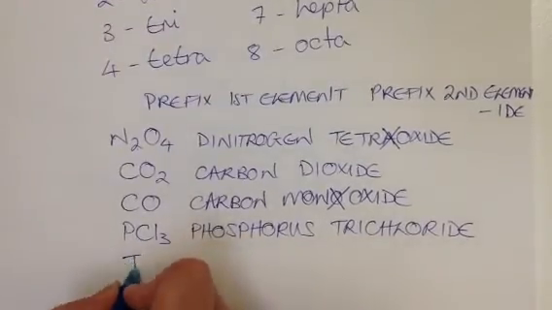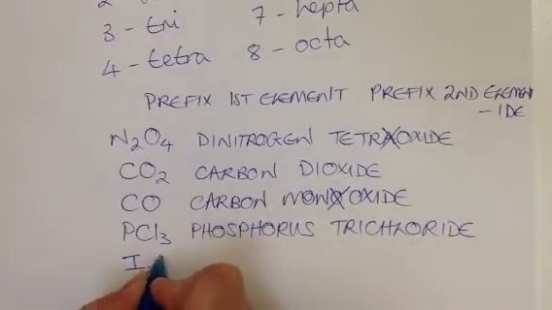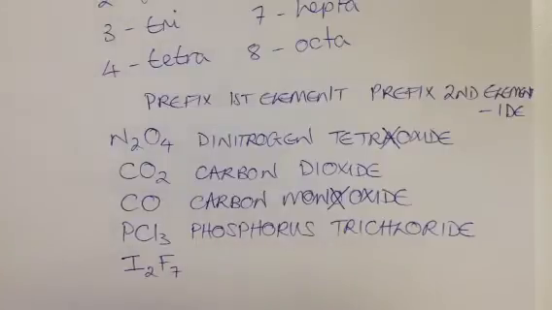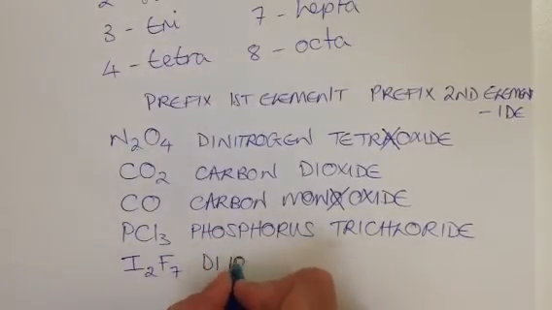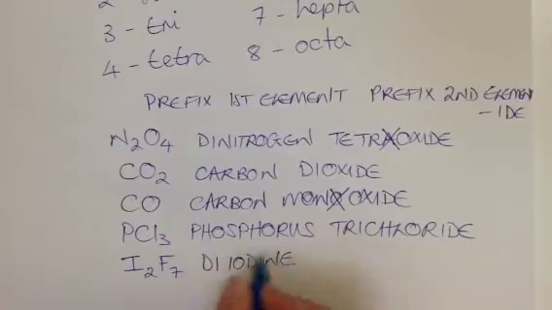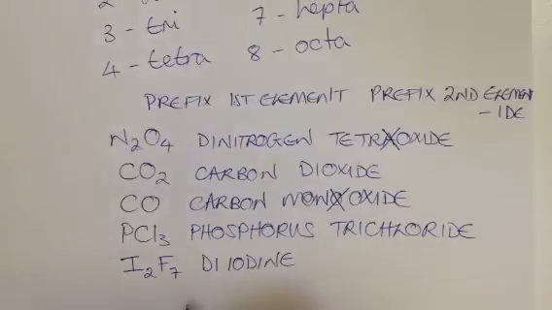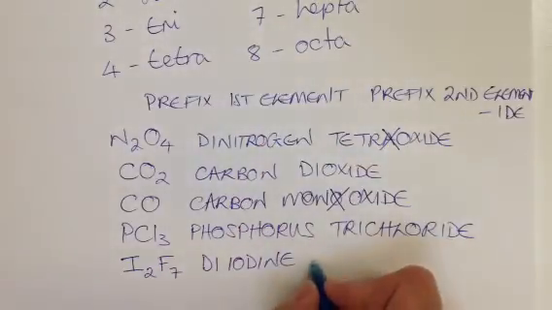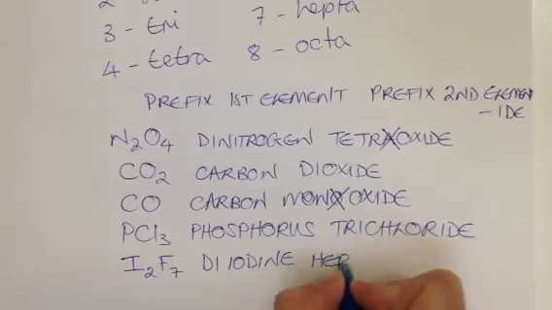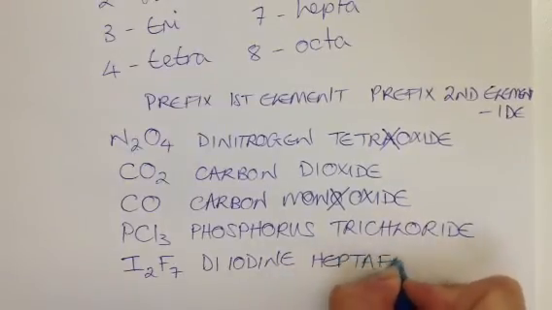And let's do a tricky one, I2F7. 2 iodines, 2 is di, so that's diiodine. I tend not to drop this I because otherwise I don't know what it means, it just looks like diodine. And then 7's a tricky one, 7 is hepta, diiodine heptafluoride.